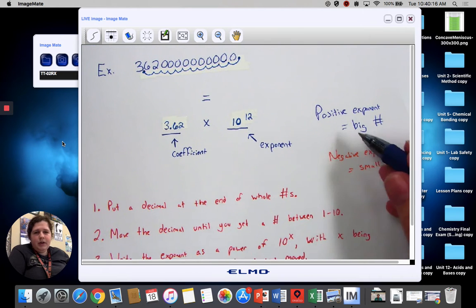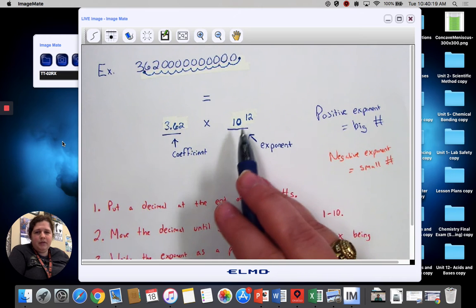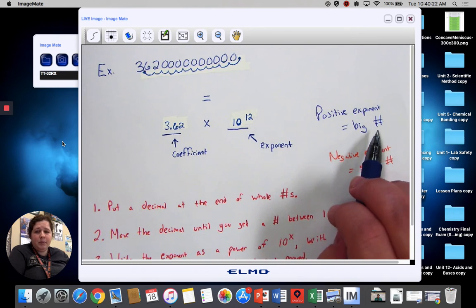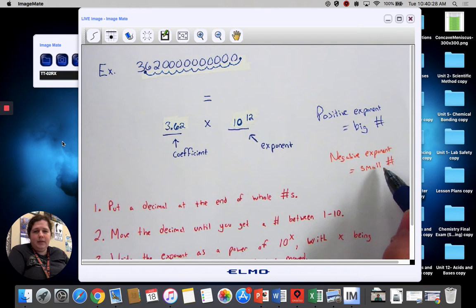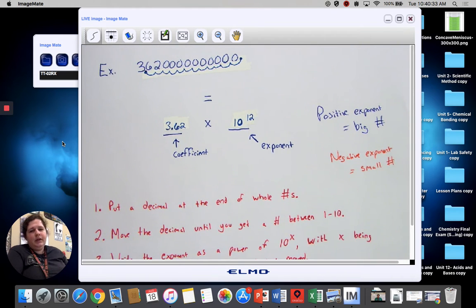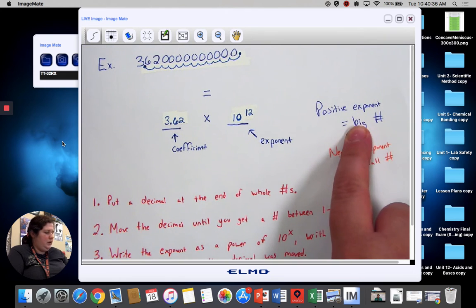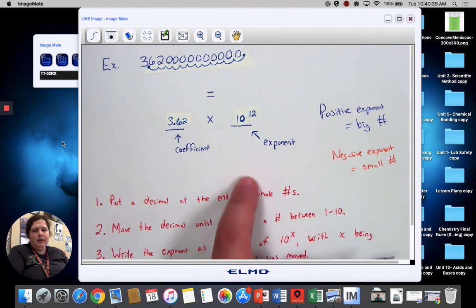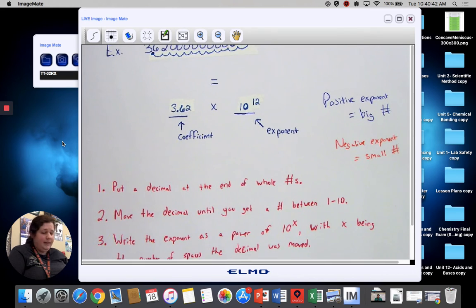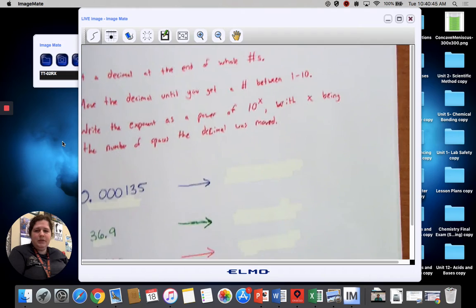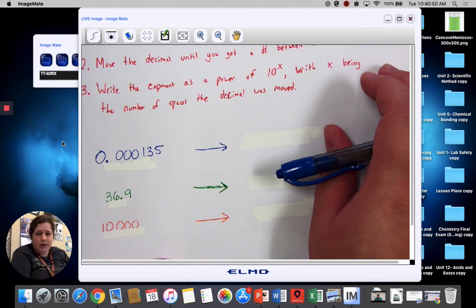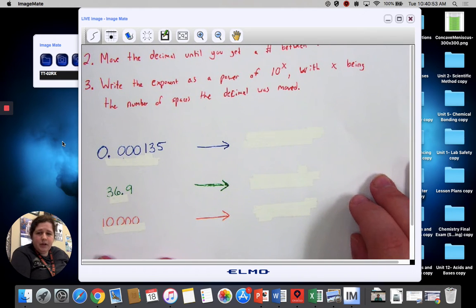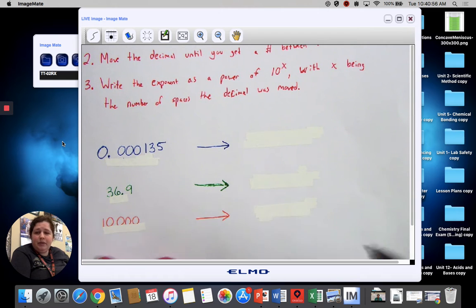If you look in the margins over here, if it's a positive exponent like positive 12, that means you have a really, really big number, like this number right here. If you have a negative exponent, like negative 12, that would be a really small number, like a teeny tiny decimal. So positive exponent, big number; negative exponent, little bitty number, like a decimal. Okay, and that's it. Let's look at some examples of changing from standard notation, or regular numbers, into scientific notation, or this compact form.